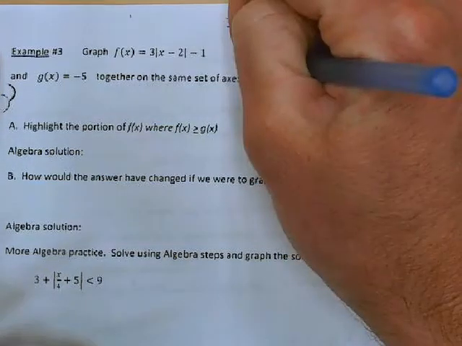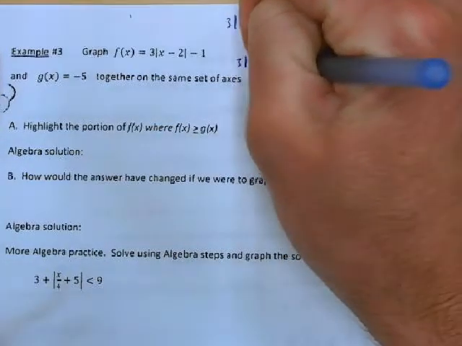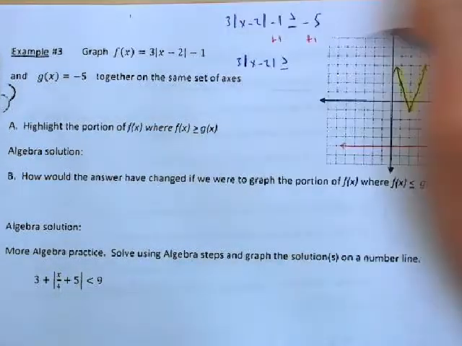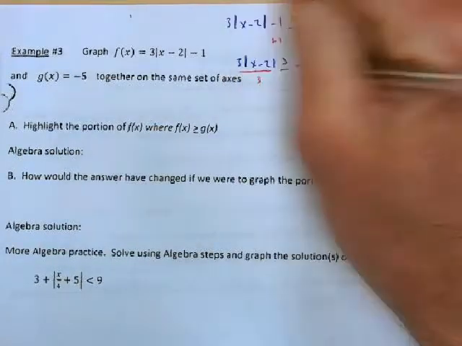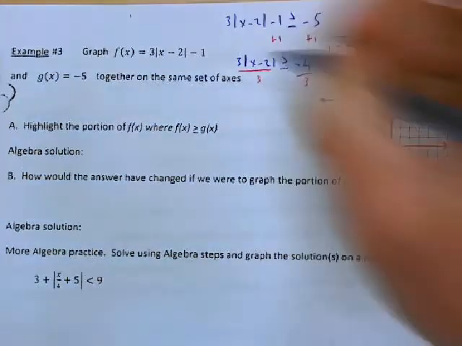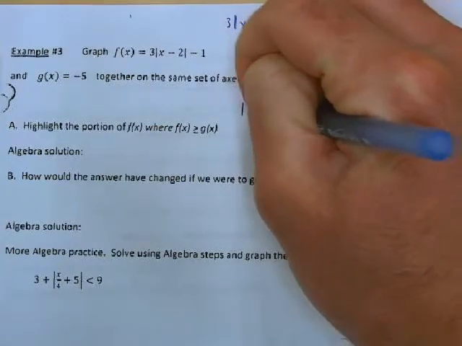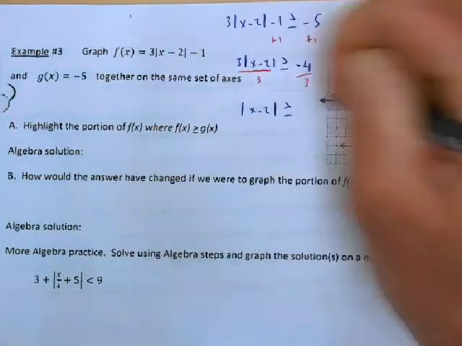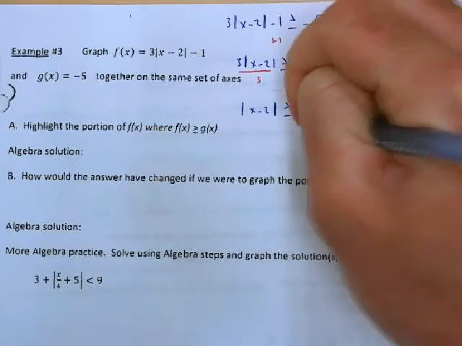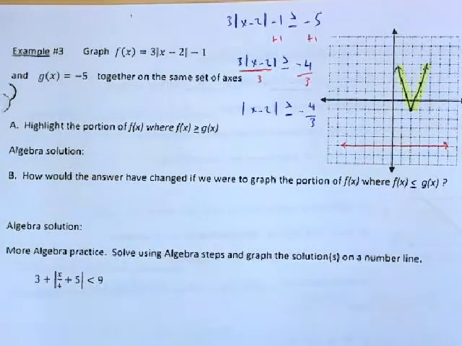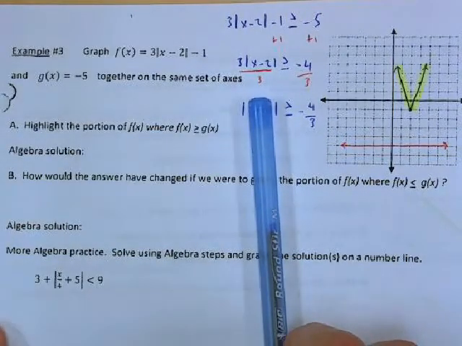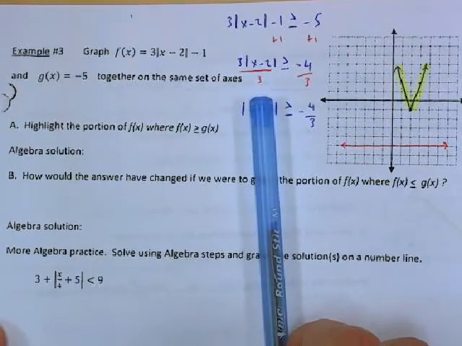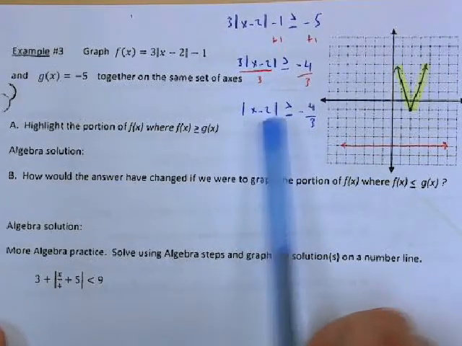We get 3 times the absolute value of x minus 2 is greater than or equal to -4. And then when I divide both sides by 3, we get the absolute value of x minus 2 is greater than or equal to -4/3, and just leave it as a fraction. That's fine. Okay. Now, ignore the part in the middle. It doesn't matter if it's x minus 2 or something else, but the absolute value of what is greater than or equal to -4/3? Well, since it's negative there, no matter what goes in here, the absolute value bars are going to make it positive.